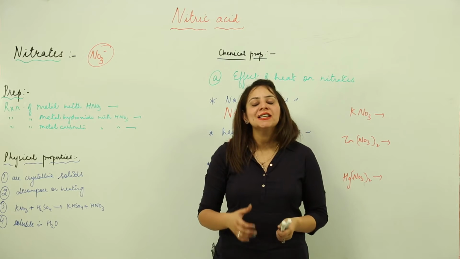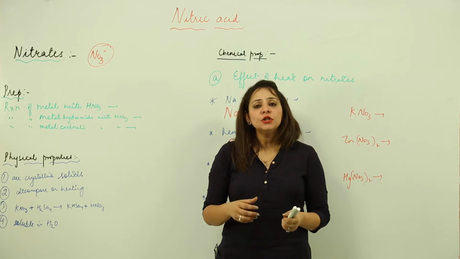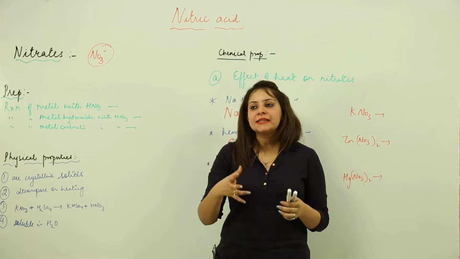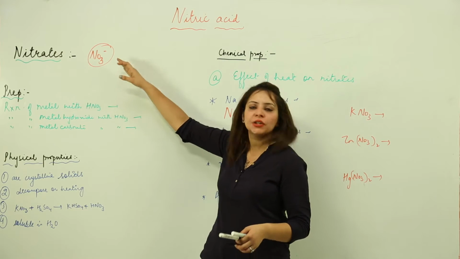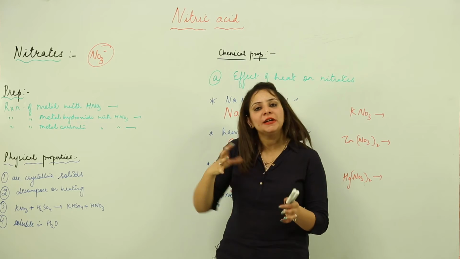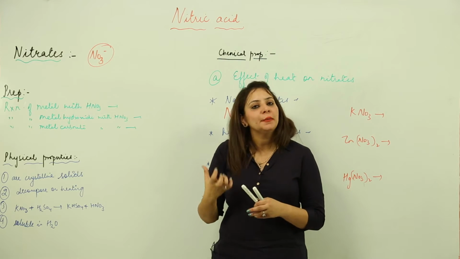Now we are going to start with the subtopic of nitric acid, that is the nitrates. As you all know, nitrate carries a radical, and what is that? It is NO3 negative, right? We can have metal nitrates. It is present in the nitric acid, and likewise it is present in many compounds.